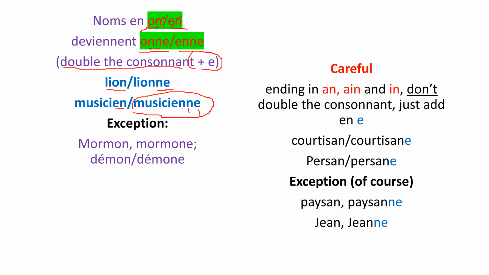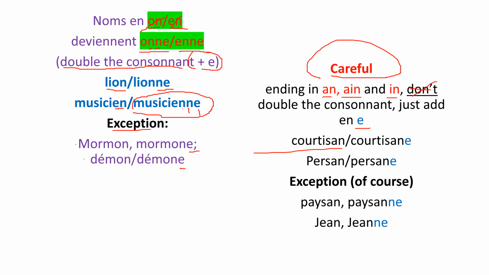Musicienne. Of course, famous exception, we have two words, mon and son... moment and demon. In these two cases, we do not double the consonant, we simply add an E at the end. Now, be careful. We've seen words ending in on and en, we double the consonant. But words ending in an, ain, and in, they do not double the consonant. Do not double the consonant, just add an E.